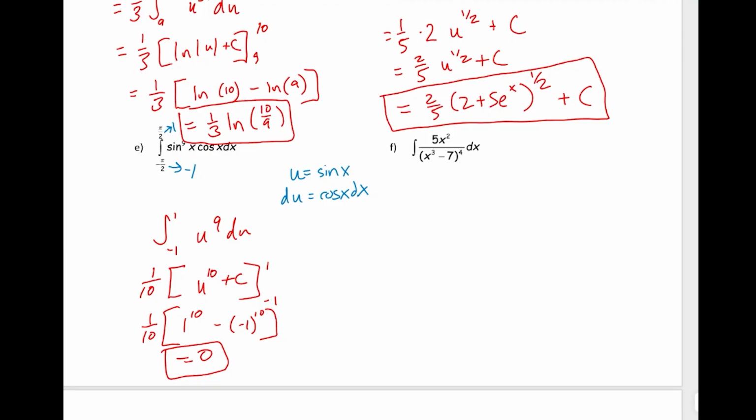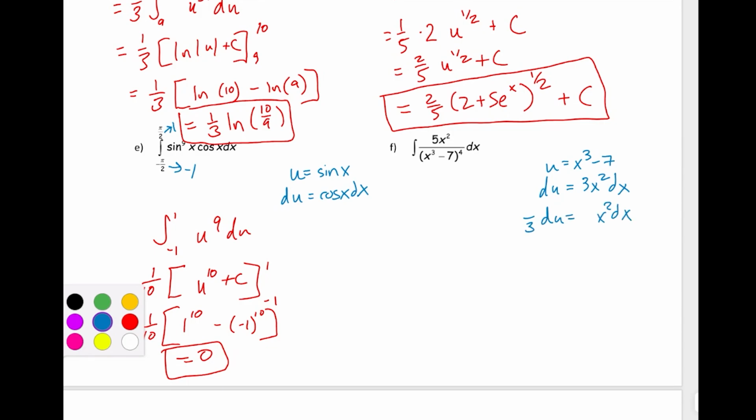Letter F. We want u to be x cubed minus 7. So du would be 3x squared dx. Now, on this one, I've got 5x squared, not 3x squared, so I need to change that 3 to a 5. And the way to do that is to first divide both sides by 3, and then multiply both sides by 5. And now I've got that 5x squared dx that I see up there in the problem.